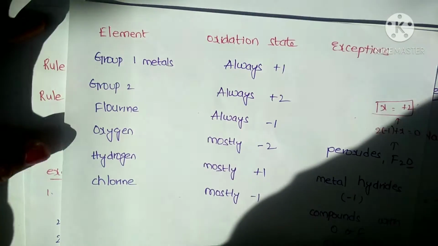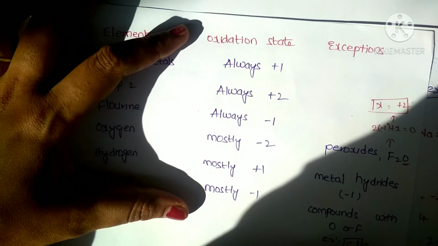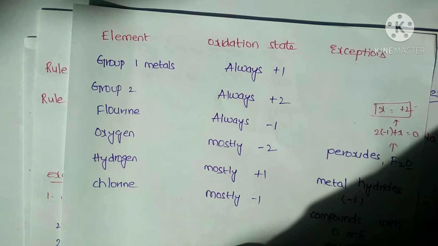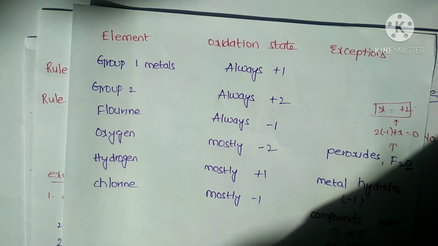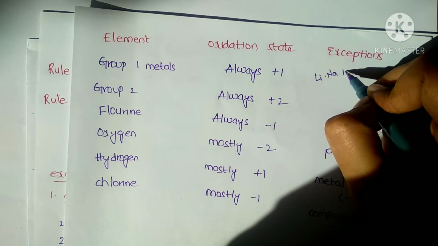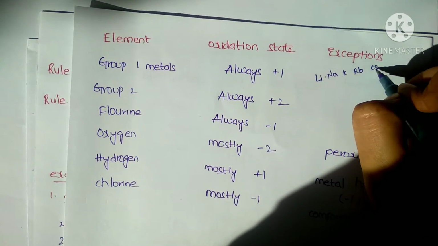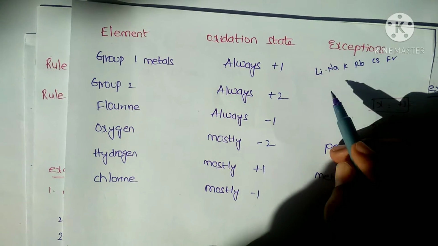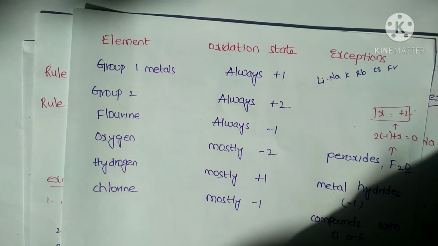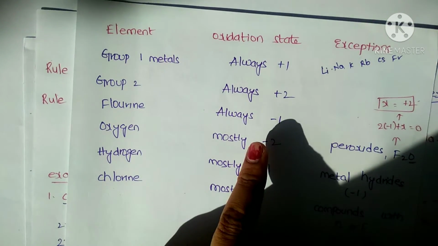You can see these are the elements list, this is the oxidation state list, and these are the exceptions. If you take group 1 metals, whatever they may be, let it be lithium or sodium or potassium, rubidium, cesium, francium, any metal among these will always take the oxidation state as +1.